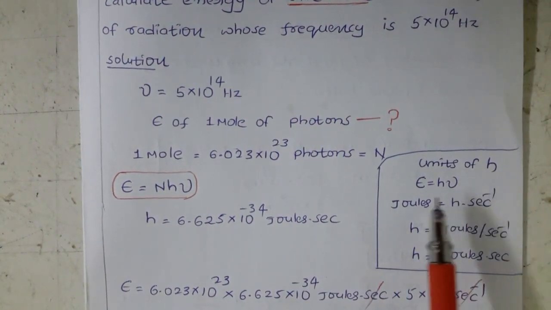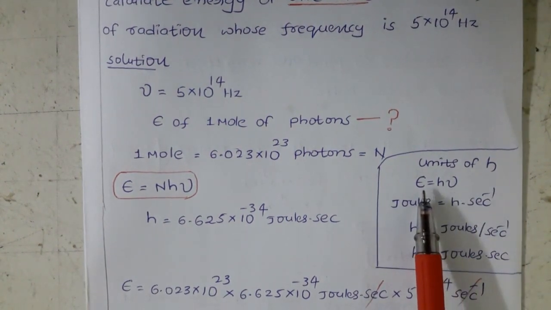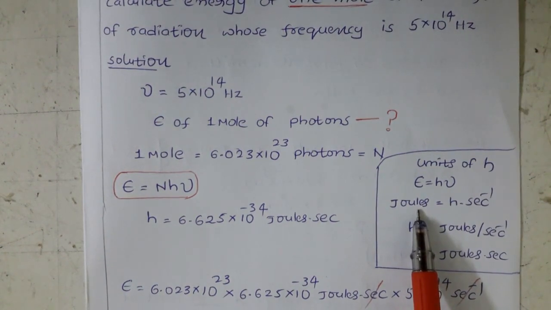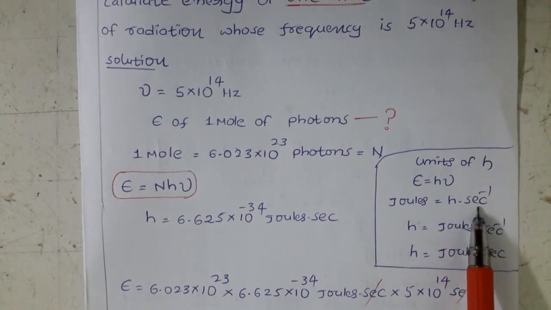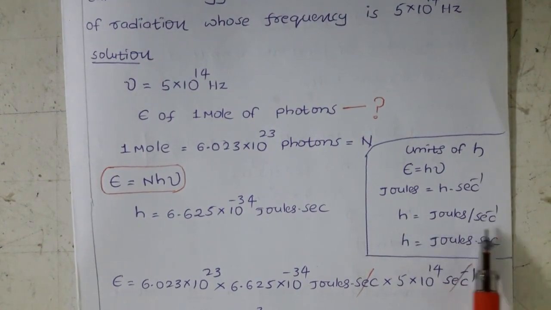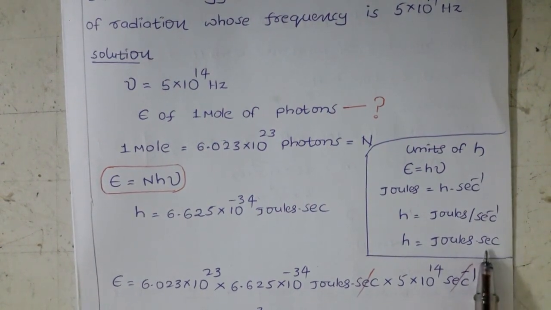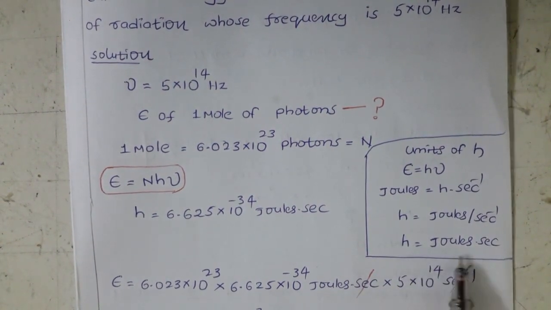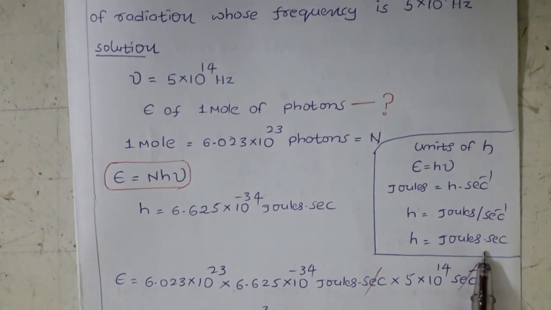Now the units of h: here we have the relation E equal to h nu. If you take the units of energy as joule, you know very well we can take joule or erg. Once I take the energy units as joules, we need the Planck constant units. Frequency units you know very well, second inverse. So h equal to joule per second inverse. Shifting the second inverse, you get h equal to joule into second. These are very important units you have to remember while doing numerical problems.